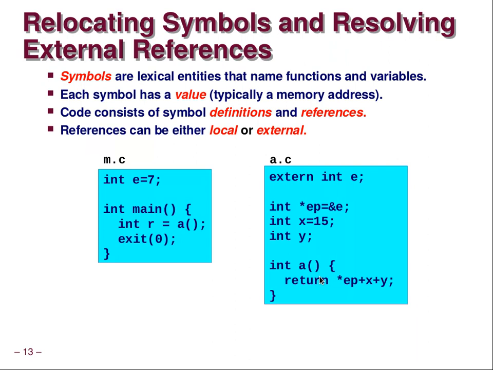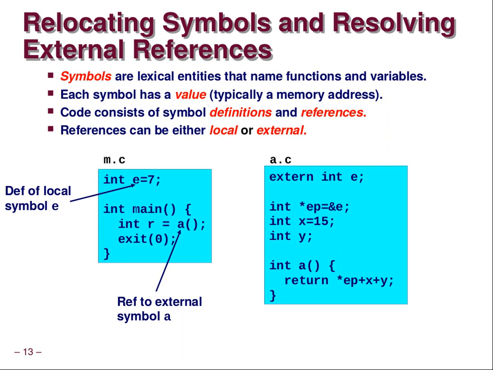All of these references can either be local or external. That's the one thing you need to keep in mind. Is main local or external? Local to m.c. Right. E is kind of a trick question. It's local to m.c, but when it's global in a.c, it's external. It's global. Yeah, C gets a little weird.